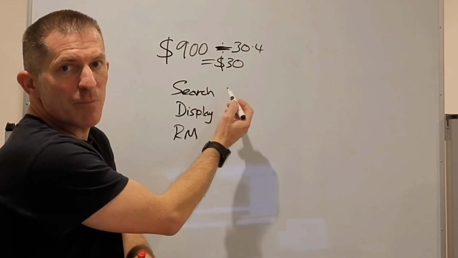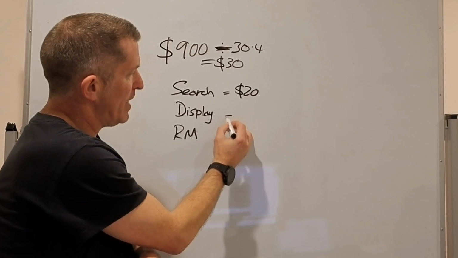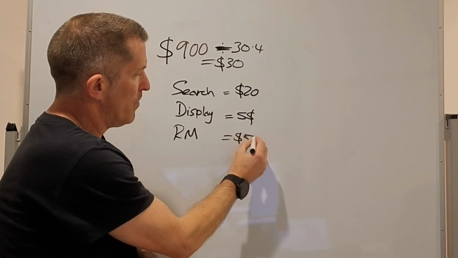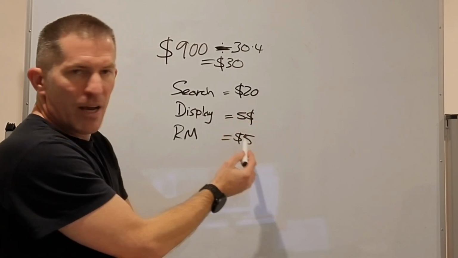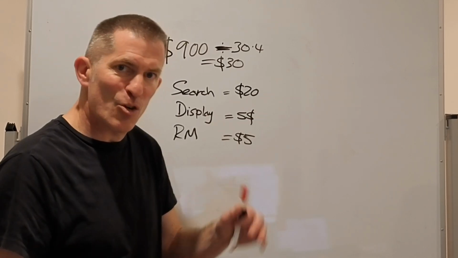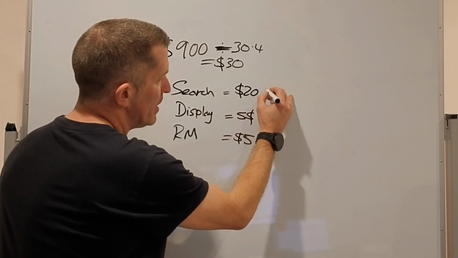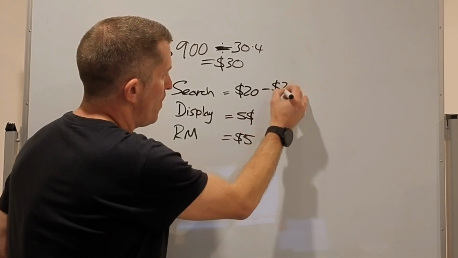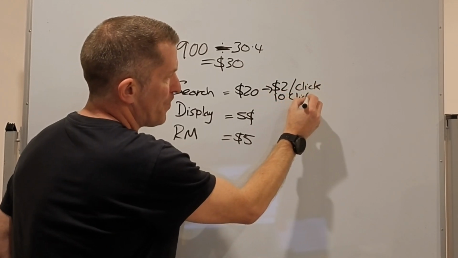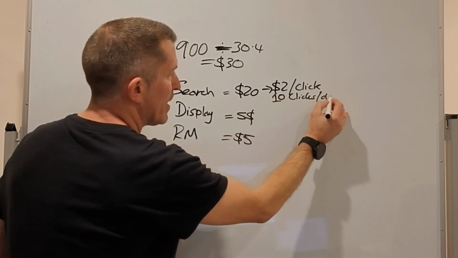So let's just say you have this. You probably spend most of your money on search, because it's going to be more expensive. So just for the sake of going through this, let's say you have $20 a day on search, $5 a day here, and $5 a day here. I haven't been very consistent there. Say a click is $2, just for argument's sake. You might find it's lower, you might find it's higher. If it's too low, it often means it's bad targeting. But let's just say it's $2 a click. That's 10 clicks a day.